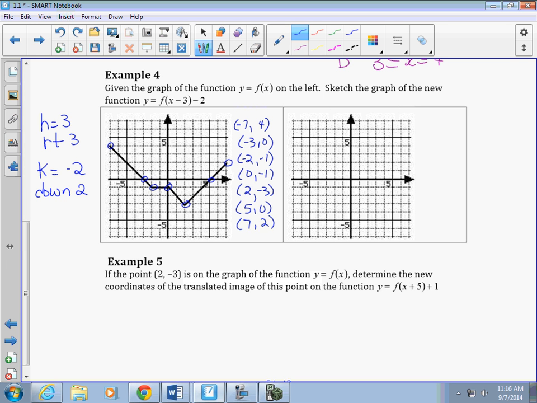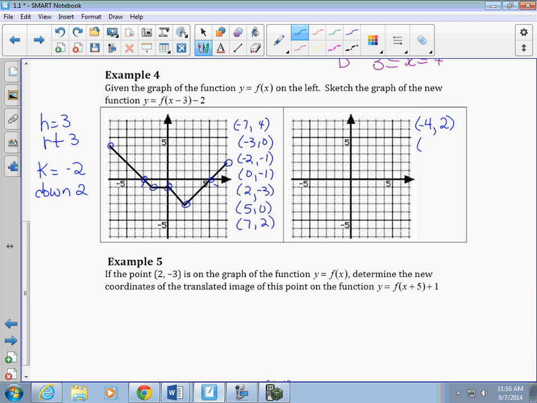Okay, I probably didn't need to pick quite so many. I could have gotten away with not doing this one and this one, but it's not a bad idea to include them. So if I'm going right 3, my -7 then is going to be -7 plus 3, so that becomes -4. My y coordinate is being affected by a -2, so I go down 2. So it's going to go to 2.